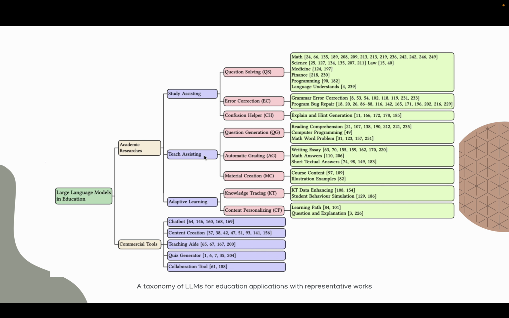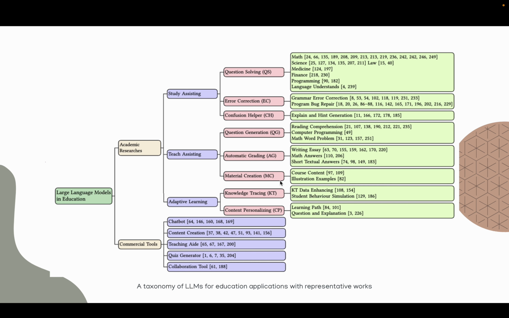For the teaching assistant section, the question generation covers the generation of questions for assessments in areas like reading comprehension, computer programming, and math word problems. The academic grading describes LLMs' capability to grade various types of responses, including essays, math answers, and short textual answers.